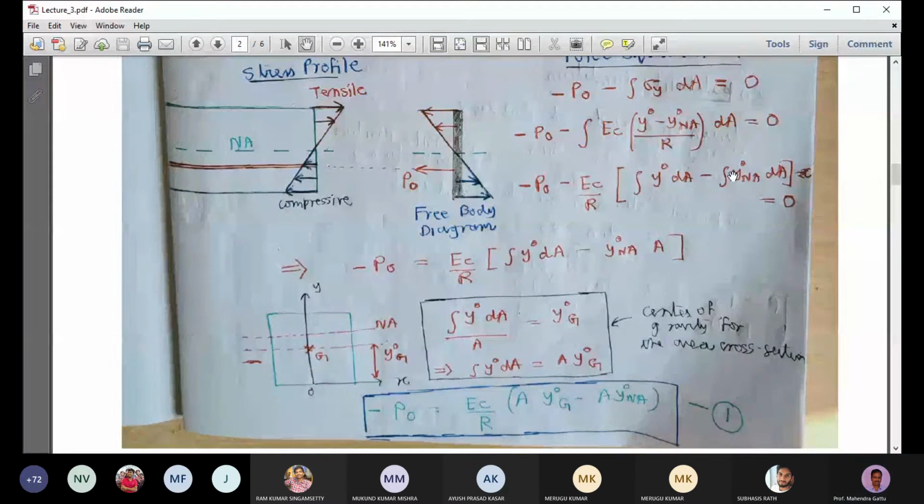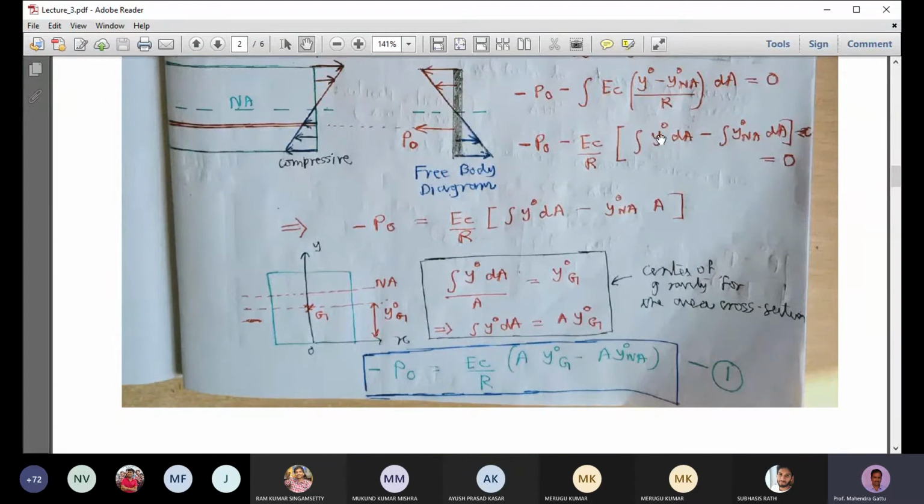So y na, the neutral axis, is fixed for this specific force. So we can simplify it further, and we have this minus P naught. We can send this term to the right hand side, and we get minus P naught is equal to EC by r times (integral of y dA minus y na times A). Okay, so this is one equation.